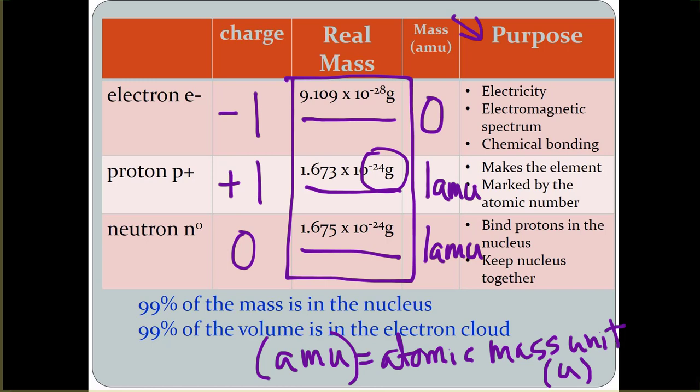The proton determines what element you have. So when you look on a periodic table and there's a big number right by the symbol of the element, that is called the atomic number or the number of protons. And so you can look on the periodic table and see how many protons a certain element has.